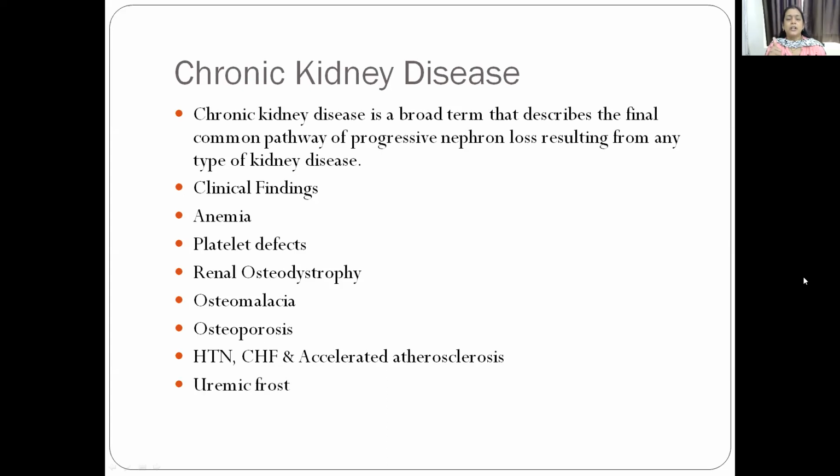kidney function is important for erythropoietin production, right? So erythropoietin is not being produced, so the number of RBCs getting produced is decreased, thereby anemia. Platelet defects, usually qualitative platelet defects, are seen, which can be combated by dialysis.